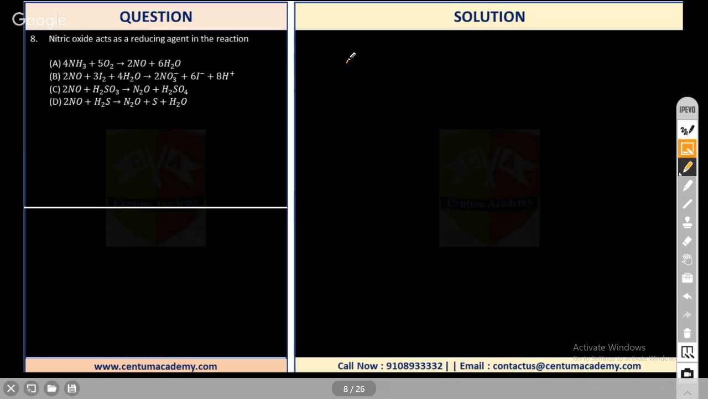Okay, you see the reaction we have: 2NO plus 3I2 plus H2O gives 2NO3 minus plus 6I minus plus 8H plus. Since they are asking for the reducing agent, you have to look first at the compound which is getting reduced. You can easily see iodine goes from 0 to -1, so it is getting reduced, right?